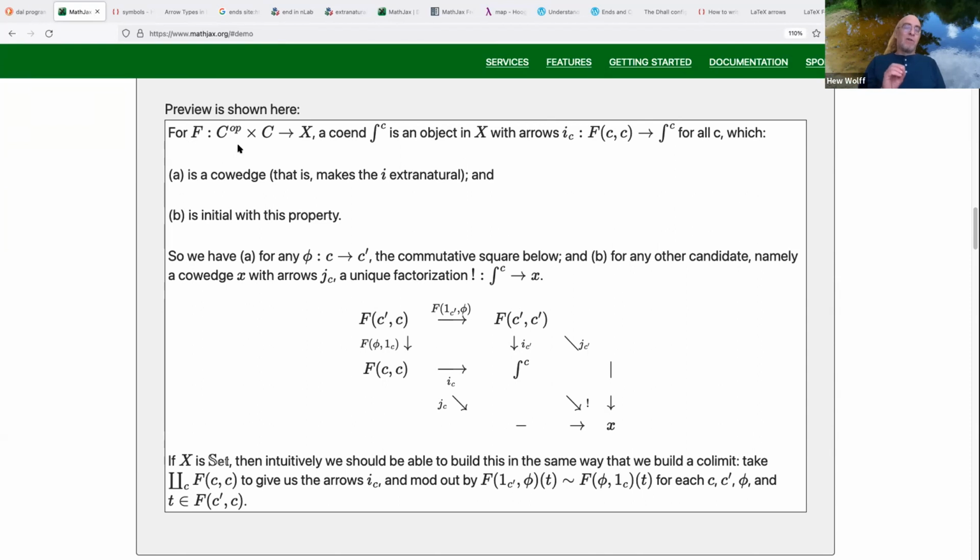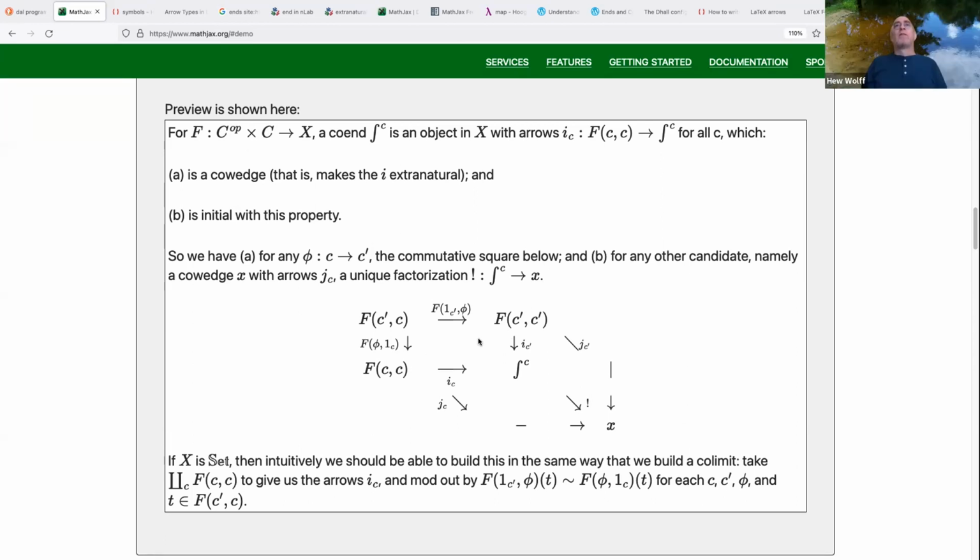But anyway, there's this concept of extranatural where it applies to a functor not from one category to another, but a functor which is contravariant and covariant on the same category. Profunctor, yes, that's right. I guess it's the same as the shift from functor to profunctor. So this is a kind of analog of naturality for profunctors, right?